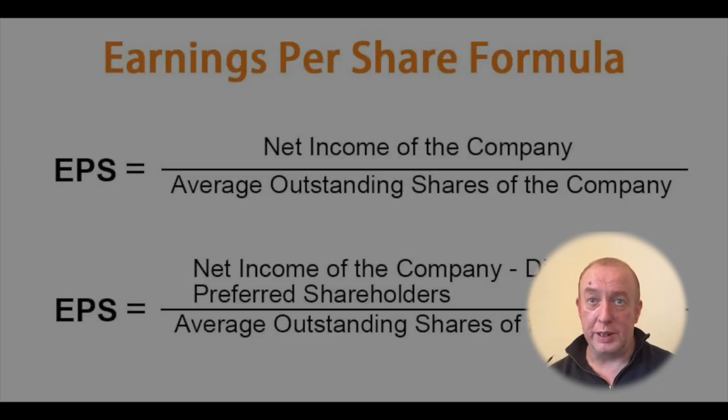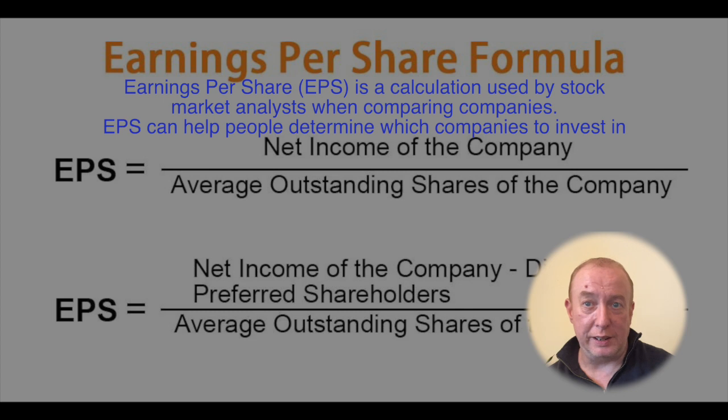Number 17. Earnings per share, or EPS. Earnings per share is a calculation used by stock market analysts when comparing companies. The calculation is the profit of the company divided by the number of shares in the company. EPS can help people determine which companies to invest in.